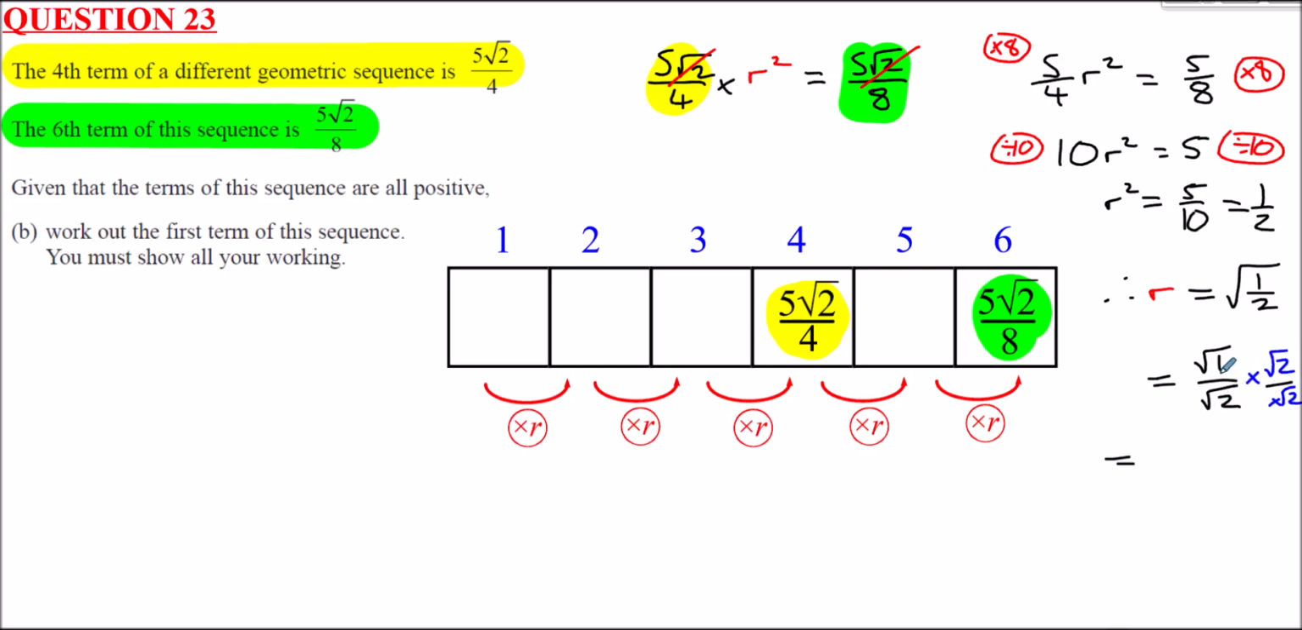So root 1 times root 2 becomes root 2. And on the bottom, root 2 multiplied by root 2 is just 2. In other words, we're dividing by 2, which is a half. So the common ratio is 1/2 root 2. So what's happening here is, as we go along, as we go this way, we're multiplying by 1/2 root 2.